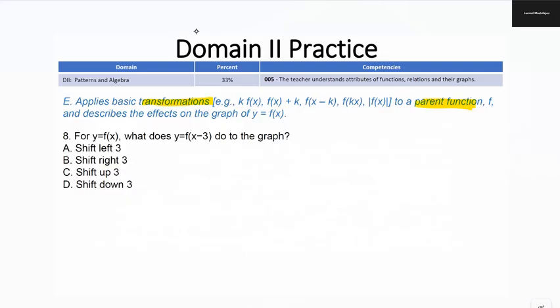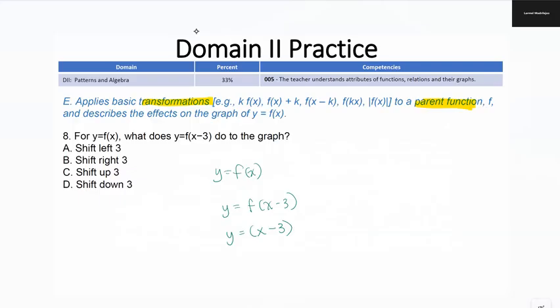It says here, for y is equal to f of x, that's the other way. So y is the same as f of x. What does y equals f of x minus 3? Okay, so this is the same as writing y equals x minus 3. So what does this mean?